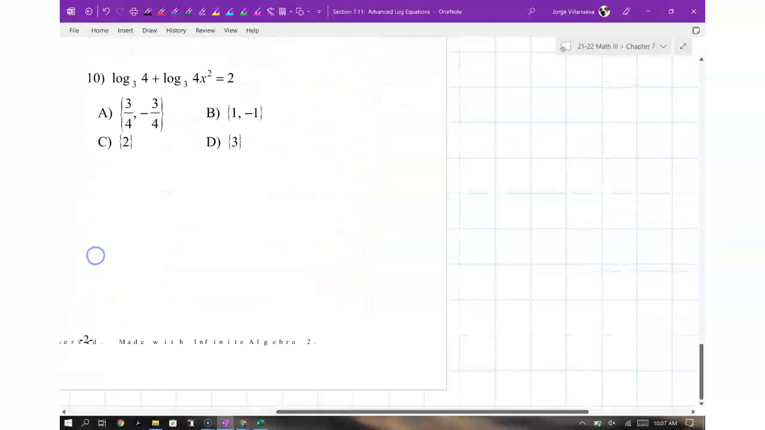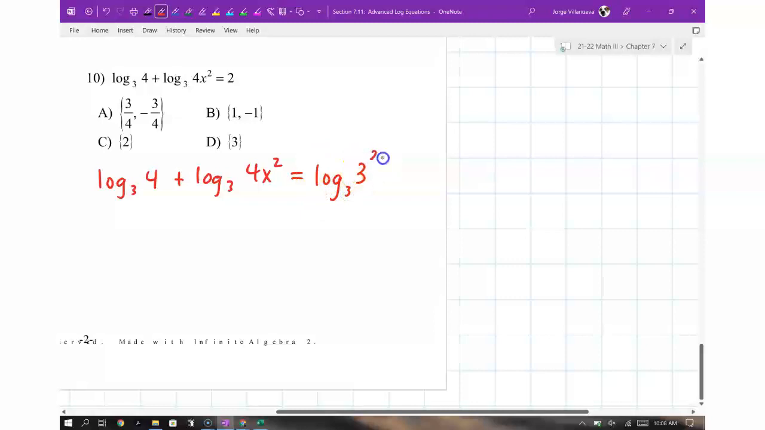So here we go. Last one. You see a plus there, which means you should be multiplying, okay? So let me just rewrite. Log base 3 of 4 plus log base 3 of 4x squared equals, let's just take a shortcut really quick. Instead of 2, I'm going to write log base 3 of 3 squared. That way everything matches already. Now let's multiply 4 times 4x squared. That's 16x squared. So log base 3 of 16x squared equals log base 3 of 3 squared, which would be 9.